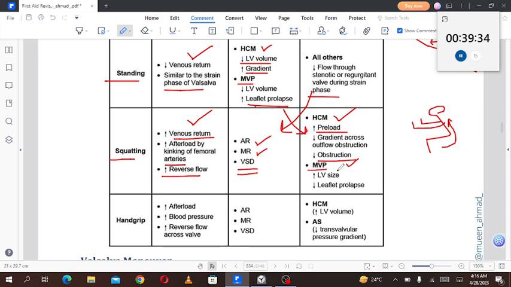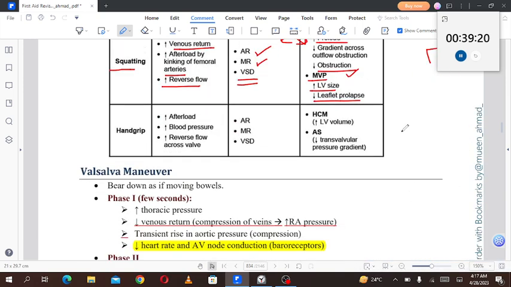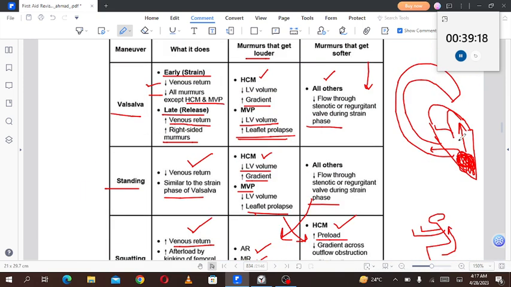The mitral valve prolapse is decreased because of increased left ventricular size. That is also an important thing. Let me draw a picture again. Suppose that this is the previous picture. This is a contracted heart. This is a smaller heart.